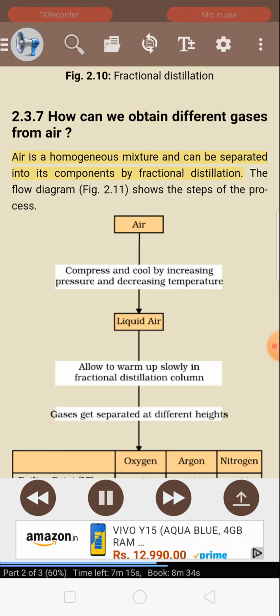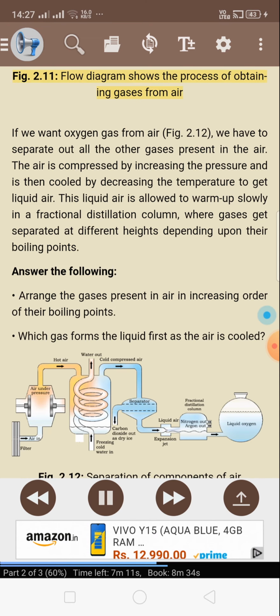2.3.7 How can we obtain different gases from air? Air is a homogeneous mixture and can be separated into its components by fractional distillation. The flow diagram, Figure 2.11, shows the steps of the process. Figure 2.11, flow diagram showing the process of obtaining gases from air.